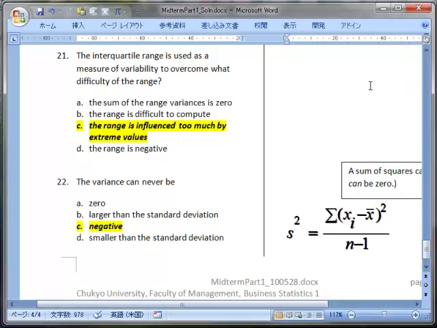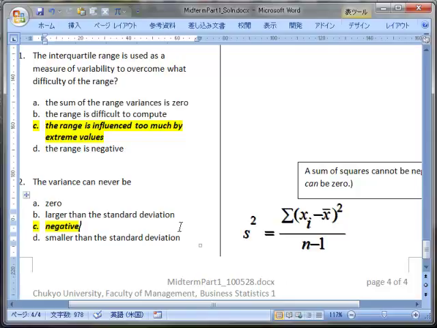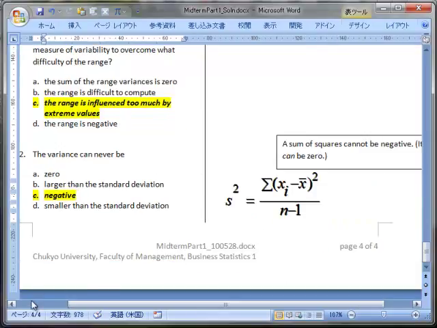Okay, 21, everyone got. 22. The variance can never be negative. Let's pull out here just a little bit. The variance can never be negative because it's a sum. This is a variance right here. It's a sum of squares of the difference between the data and the mean. A square can never be negative, so the sum can never be negative. It can be 0, however. If every xi is exactly the same, then every single one of these will be 0 squared, and you could get a variance of 0.